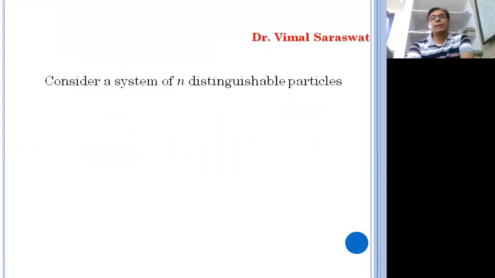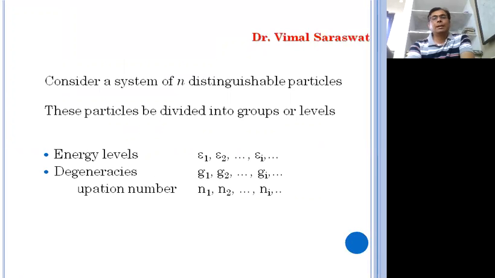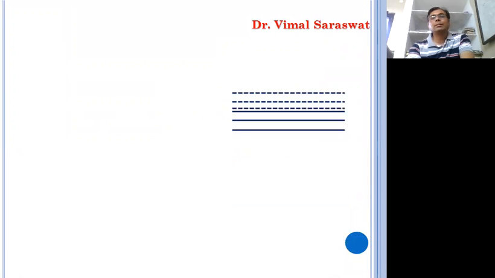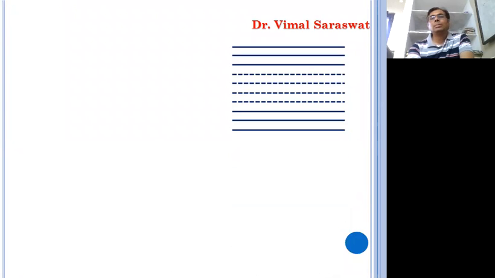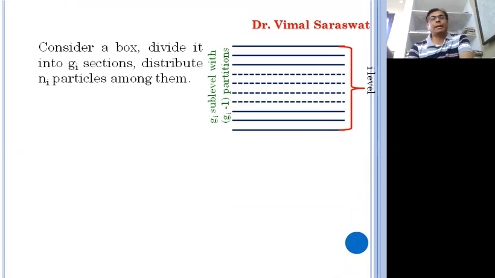Now we consider a system of N distinguishable particles. These particles are divided into groups or levels such that the energy levels E1, E2, Ei may contain N1, N2, Ni number of particles, and the degeneracies in these levels are G1, G2, Gi and so on. Now these are energy levels. There are a total of i energy levels and Gi sublevels with Gi minus 1 partitions are shown here. So consider a box, divide it into Gi sections, and distribute Ni particles among them.